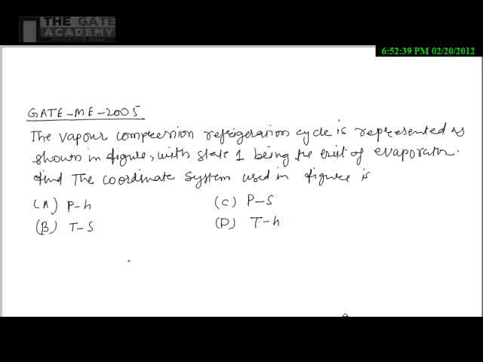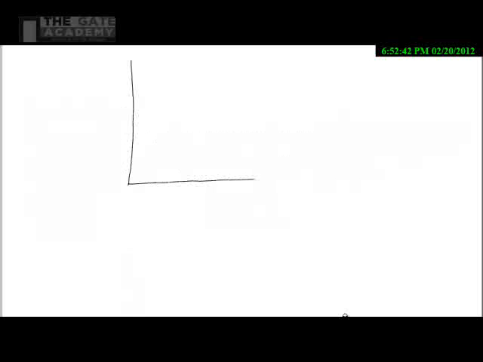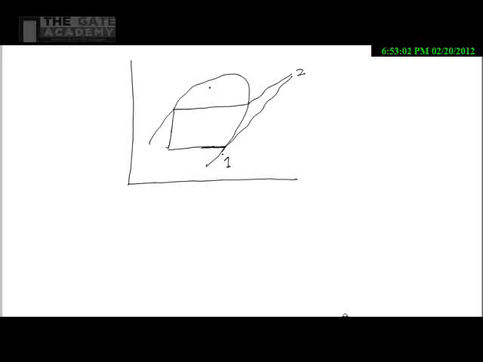So now I am drawing the diagram, and then we will see. So here this one is 1, this one is 2, this one is 1, 2, 3, 4. So now I will draw the arrows for our clear understanding. So now let's solve this problem. Here 1 to 2, if you see, it's an isentropic process.